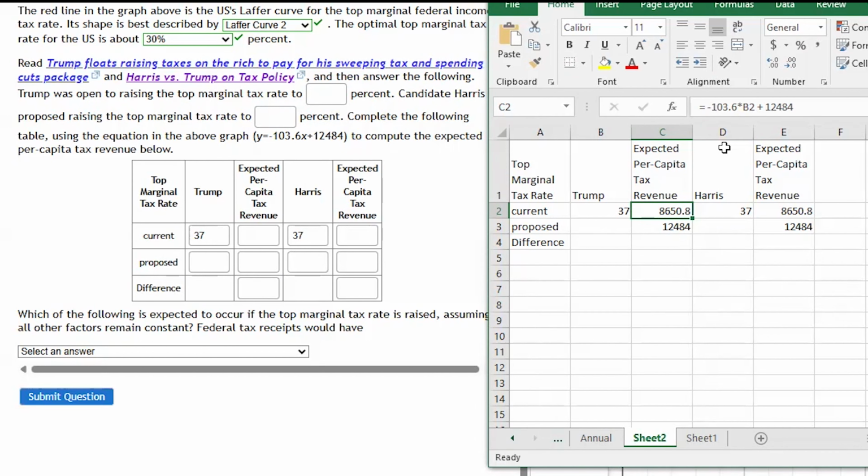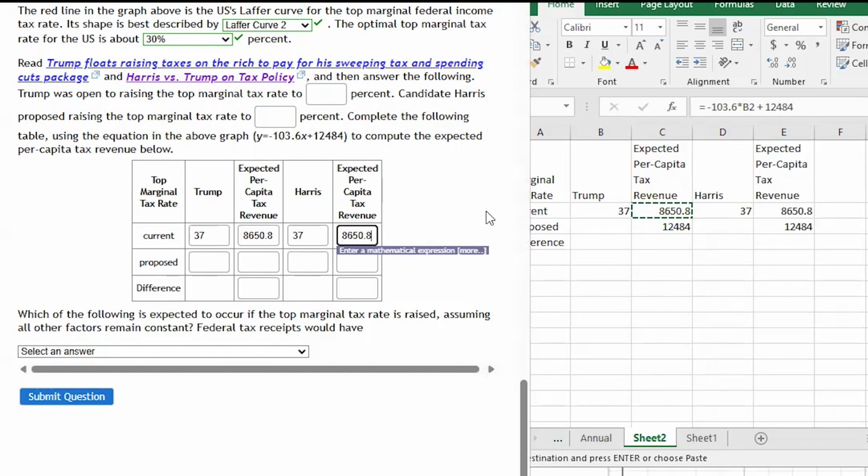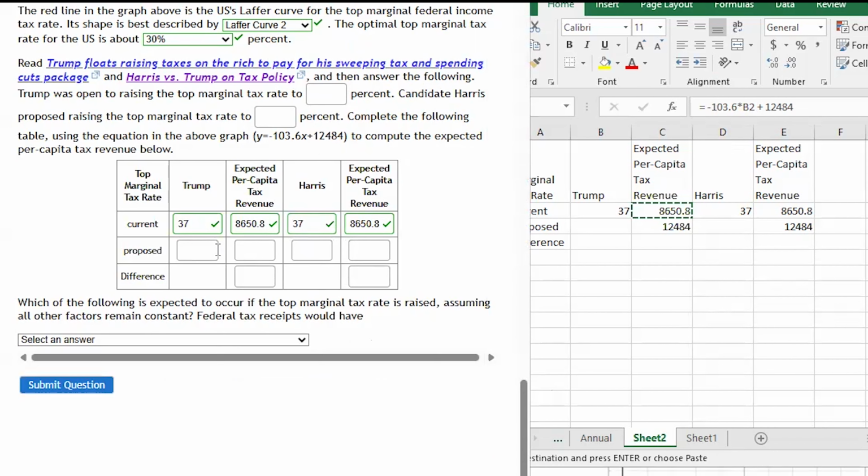We expect per capita tax revenue to be $8,650.8 no matter who is president. So I'm going to copy that here and here. I'm going to press enter. And I got all 4 of those numbers correct.